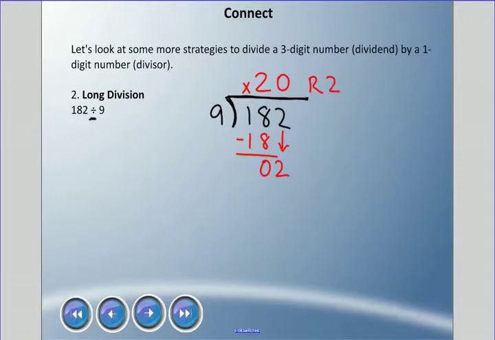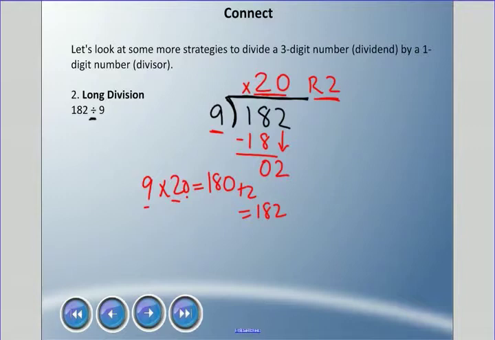Now, there is a way of double checking to make sure that we always get our answer right. So we multiply right here, 9 times 20. 9 times our answer. 9 times 20 is 180. 9 times 2 is 18. Add the 0, 180. I just need to add my remainder 2. I add my remainder 2 to it, and that is 182. So that is the correct answer.